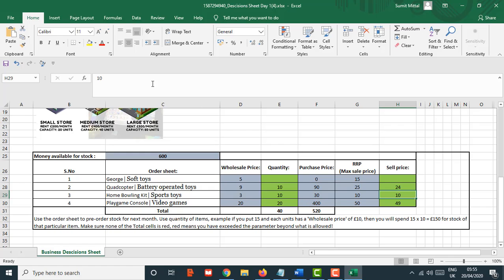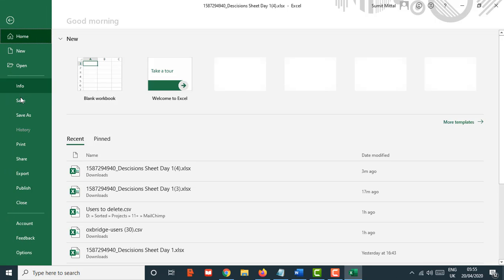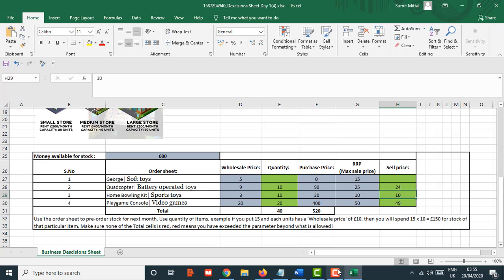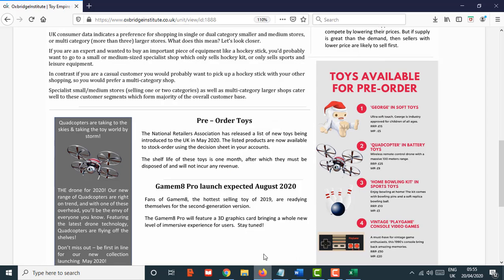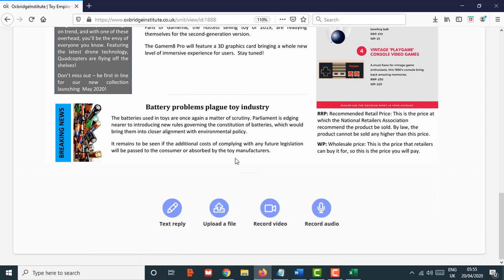What I need to do is save this file and then go back to your account, and now you need to upload the file here. Now please bear in mind, do not use the text reply, record video, or record audio option for this particular game. We are just expecting an Excel file back, so please use this and upload the Excel, and that will be done for round one.